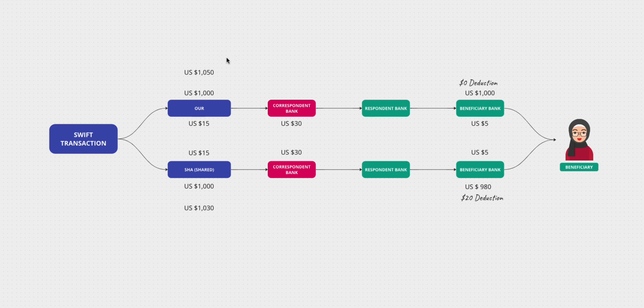So we will be sending a total of 1,050 in order for Fatima to receive 1,000. And that's how it works. We are paying all these costs, and Fatima will get zero deduction, and she'll get her 1,000 in full.